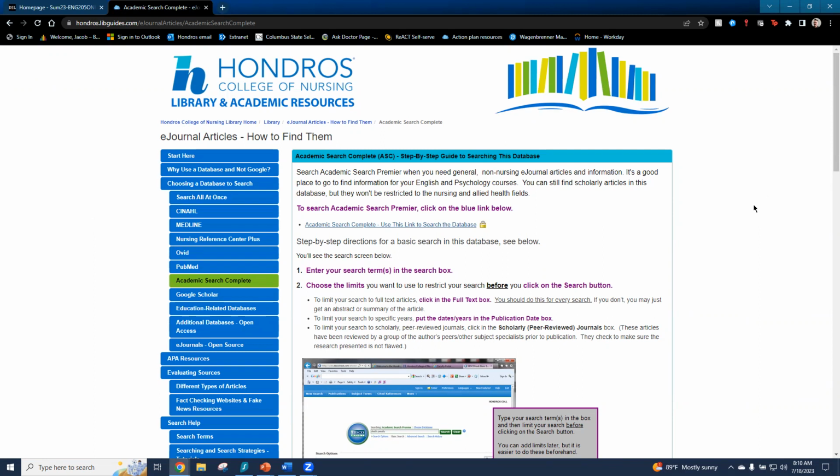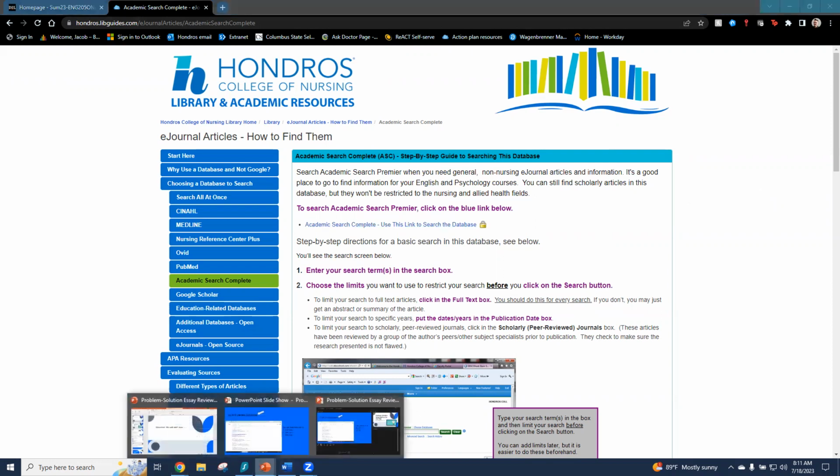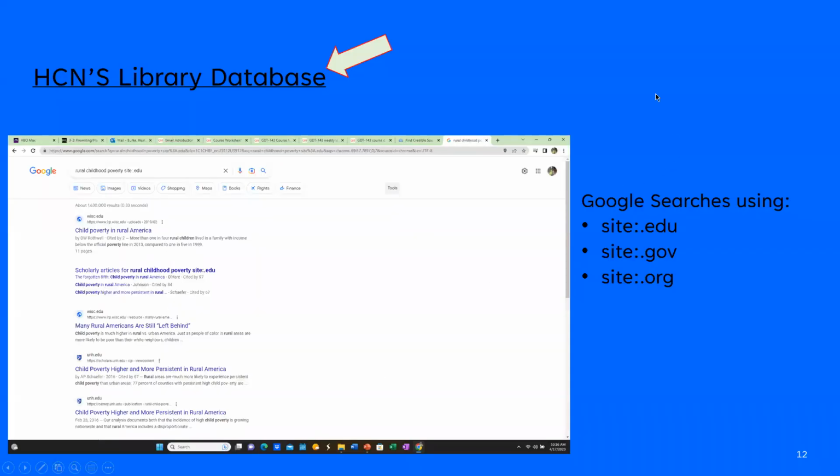They function the same. If you do find that you need additional help searching databases for sources, just let me know. I'm happy to schedule like a Zoom session with you to help you out. And Beth, our librarian, she would also be, I'm sure, happy to help you conduct research. So let's go back to our presentation here.